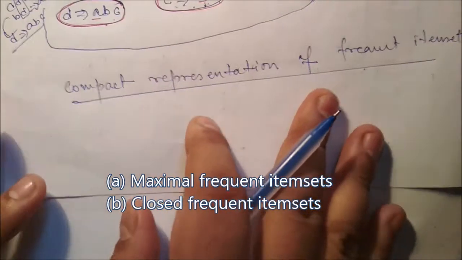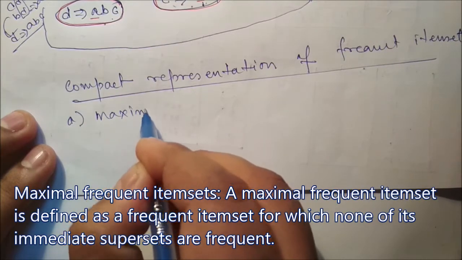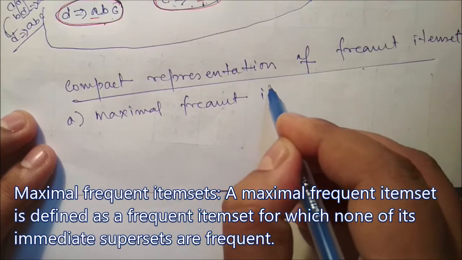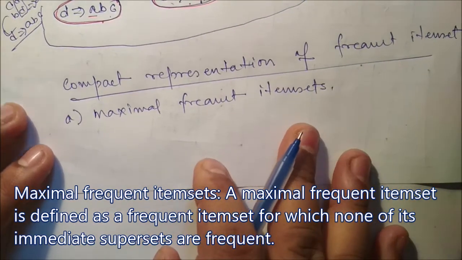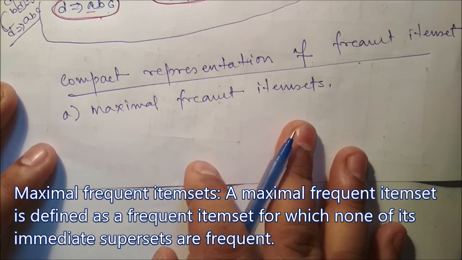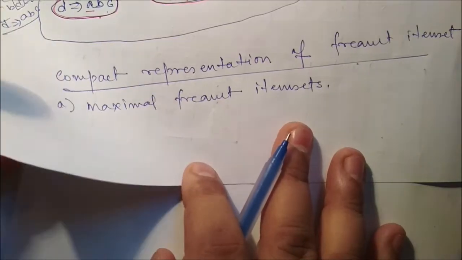So first of all, we will talk about the technique called maximal frequent item sets. A maximal frequent item set is defined as a frequent item set for which none of its immediate supersets are frequent.